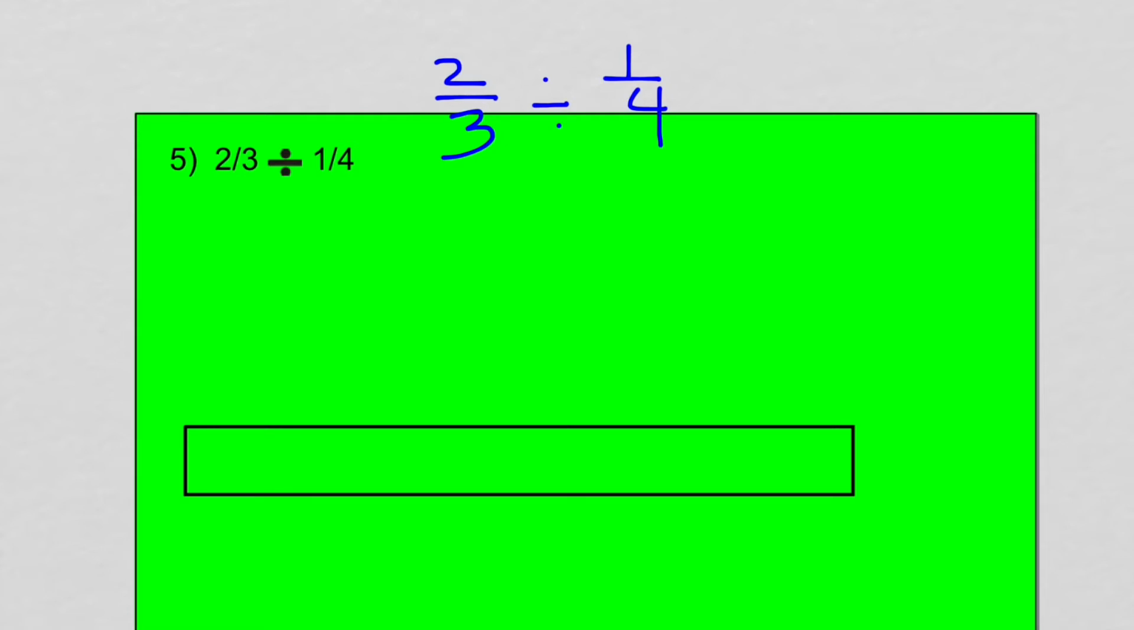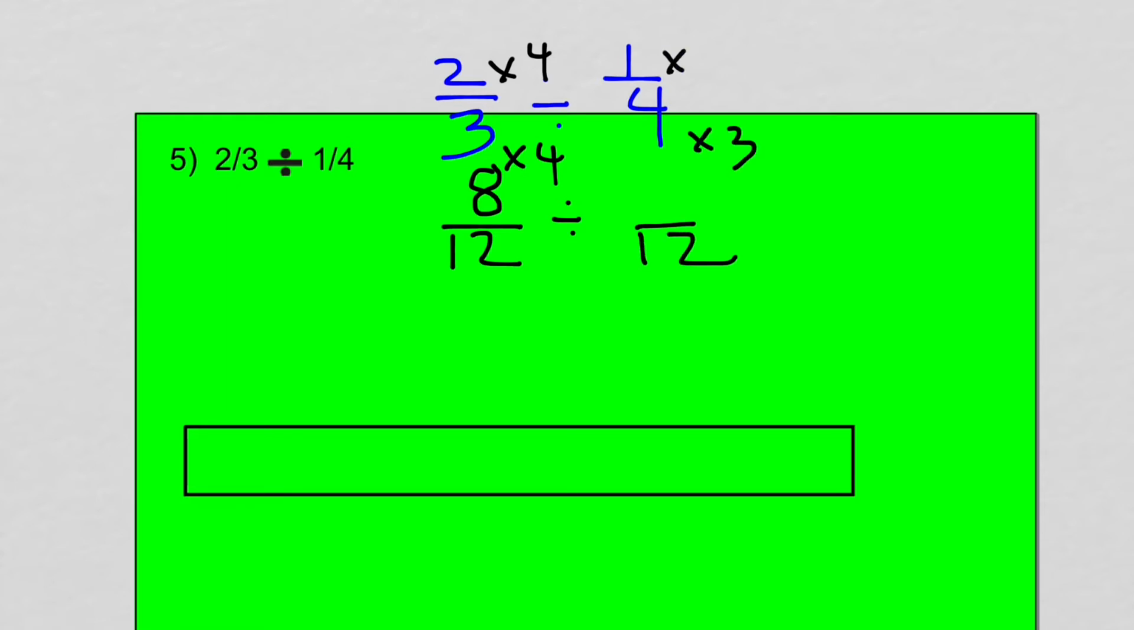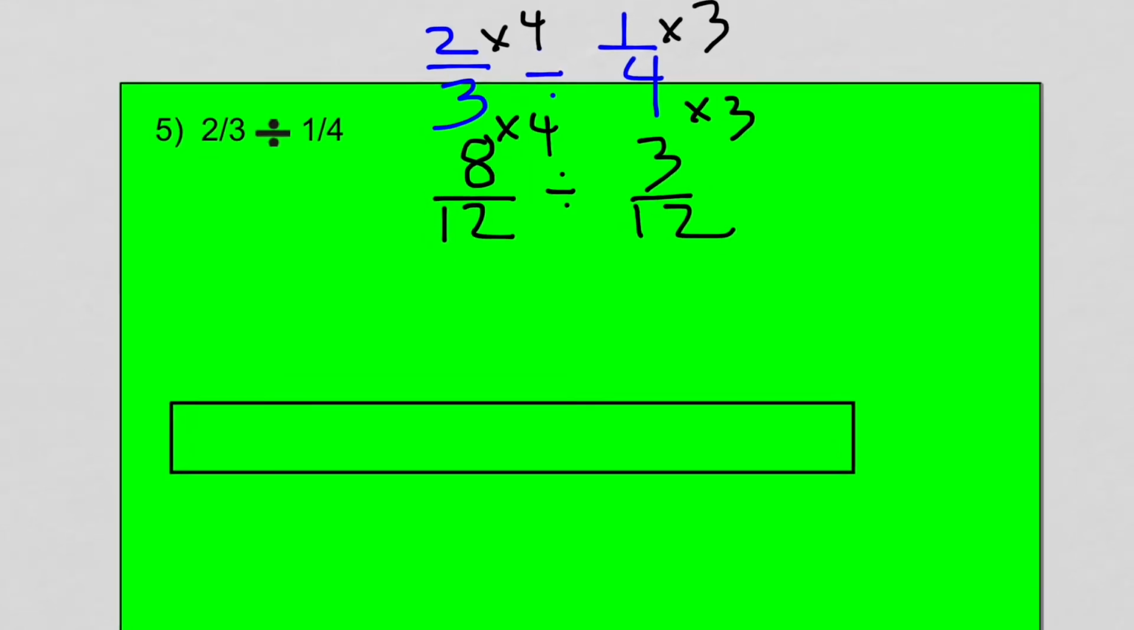Most kids in grade 8 pick up that the common denominator of 3 and 4 is 12. So 3 times 4 is 12, and 2 times 4 is 8 over 12. To make 1/4 out of 12, you do 4 times 3 is 12, so 1 times 3 is 3. And you end up getting 8 over 12 divided by 3 over 12, or how many 3 over 12s fit in 8 over 12?